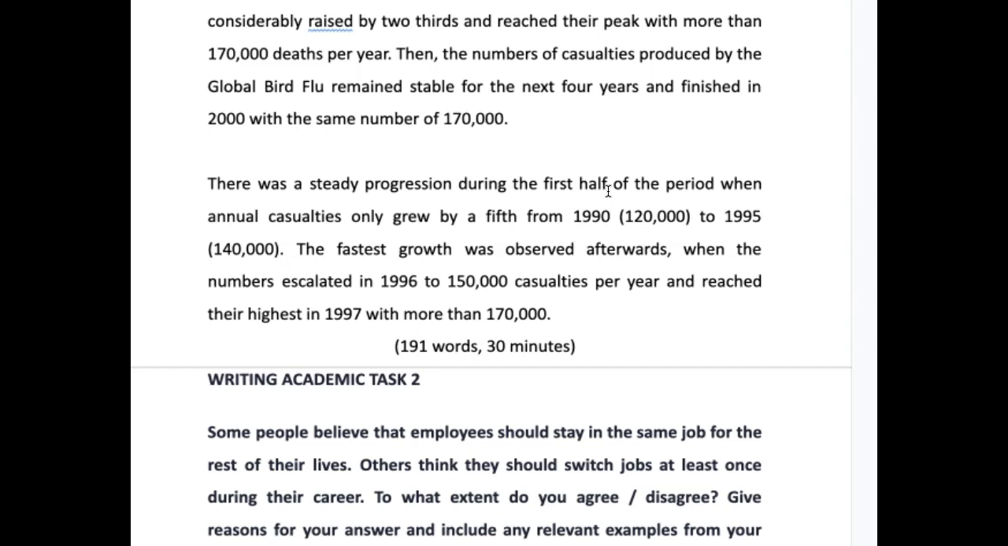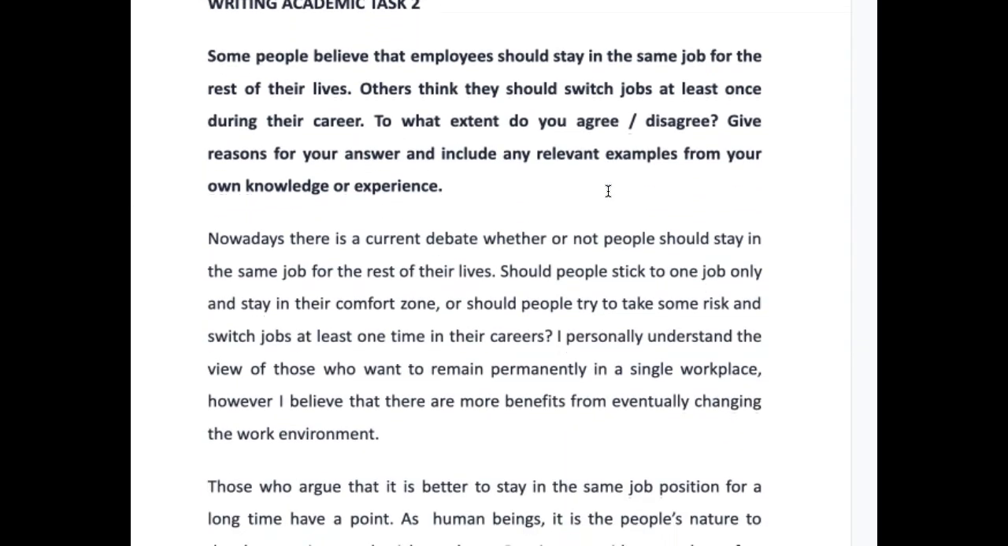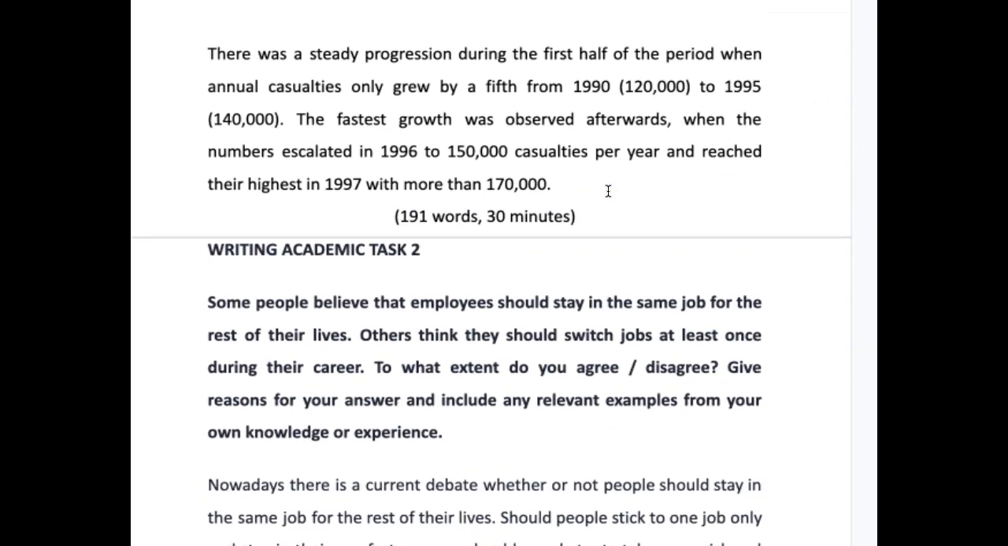Okay, now just to add some variety and show the examiner you are going to get band 7, you could write something like, and rose by 50,000. Okay, we can put the amount that it rose by. And this just helps us with a grammatical range and accuracy score because we're using some different prepositions and some different structures.